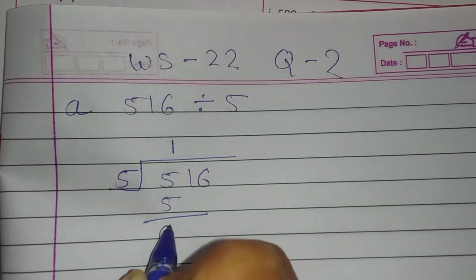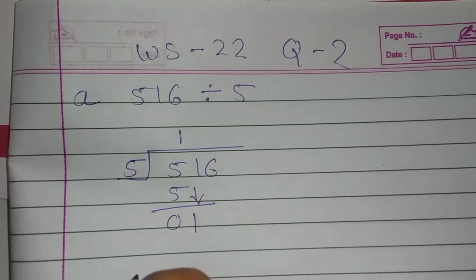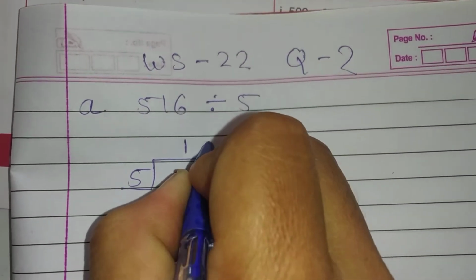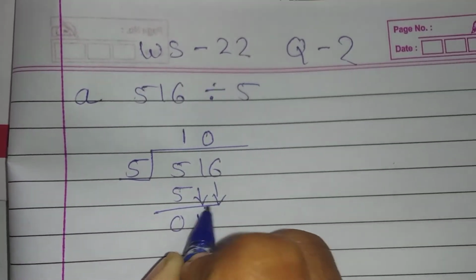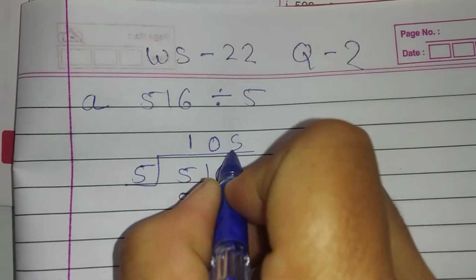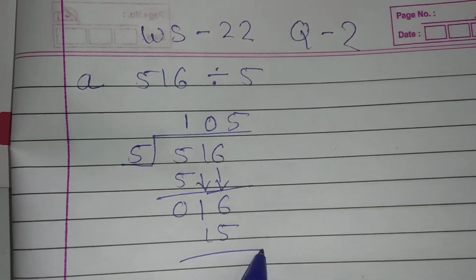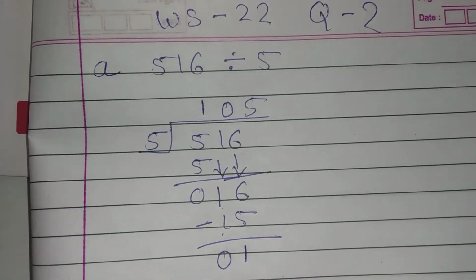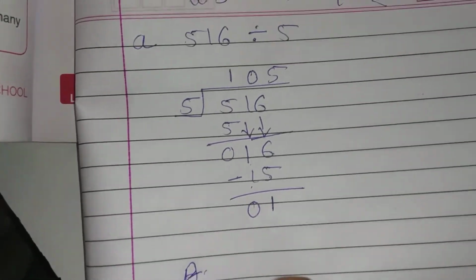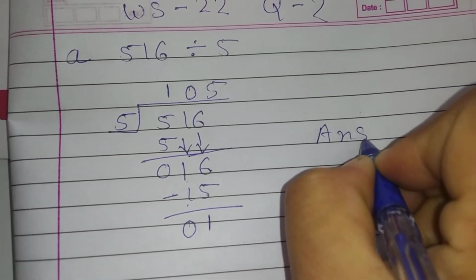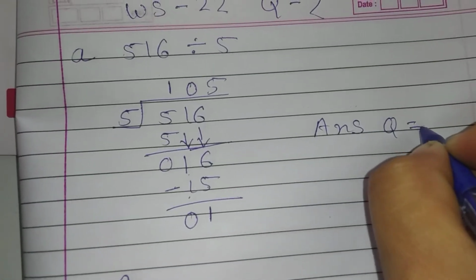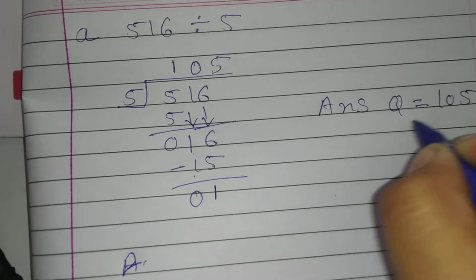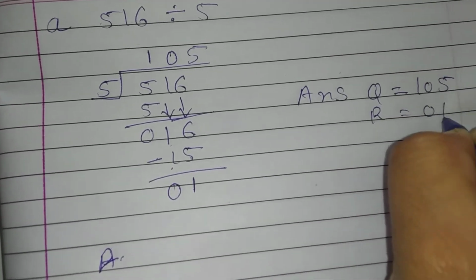5 minus 5, 0. Bringing down 1. Division is not possible. We'll put 0 here. Bringing down now 6. 5 5s are 15. 6 minus 5, 1. 1 minus 1, 0. So here, we have to write the answer. Quotient is equal to 105, remainder is equal to 0.